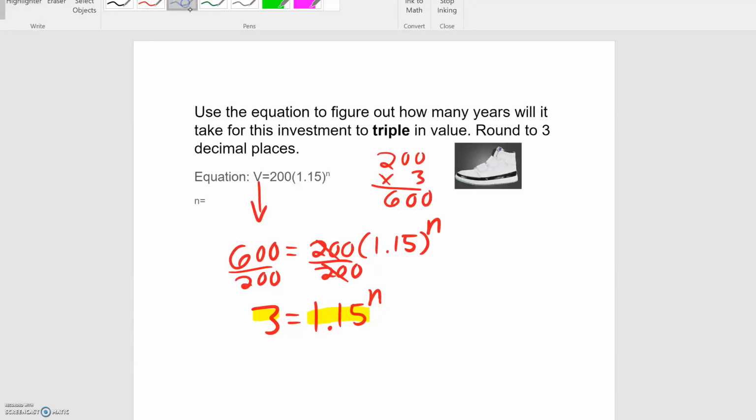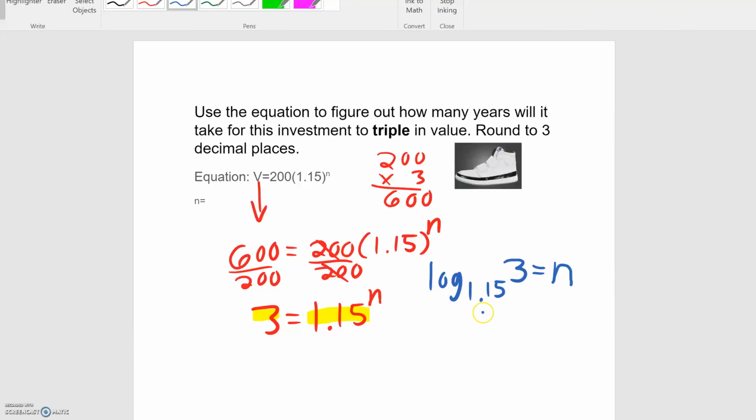So the next thing I'm going to do is change this into the log format. And I can tell I need to do that because I've got a number and an unknown exponent. And anytime I see this sort of structure, I think, I'm going to need some logs. So I'm going to rewrite this as a log. Okay, so log. Now the base is 1.15. And the 3 is the argument. And then the exponent is always what it's equal to. So n is what it's equal to, our exponent.